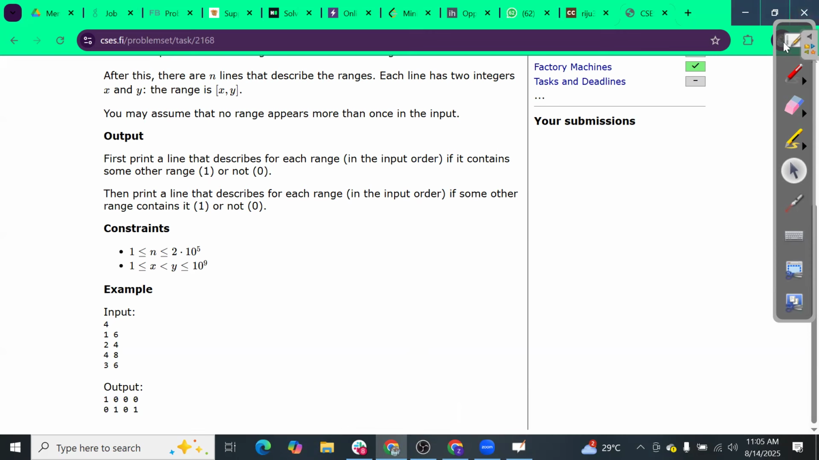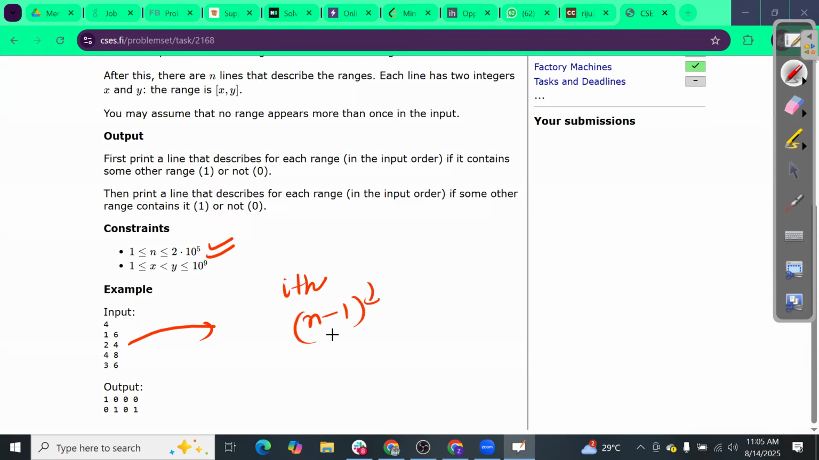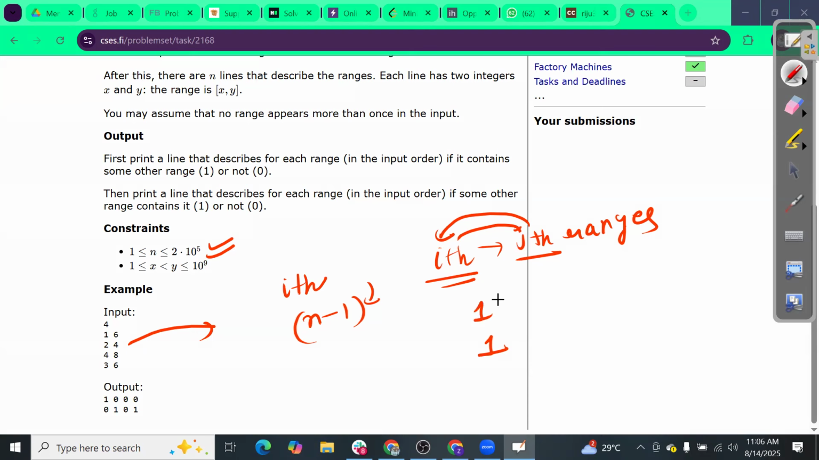Now the question is how we can solve that. You can look at the constraints as well. One approach is that for any ith range you are dealing with, check it against all of the remaining n-1 ranges. If the jth range fully contains the ith range, the second line output for the ith range would be 1. If the ith range completely contains the jth range, the first line output would be 1. Otherwise, if both assumptions are wrong, the result would be printed as 0.